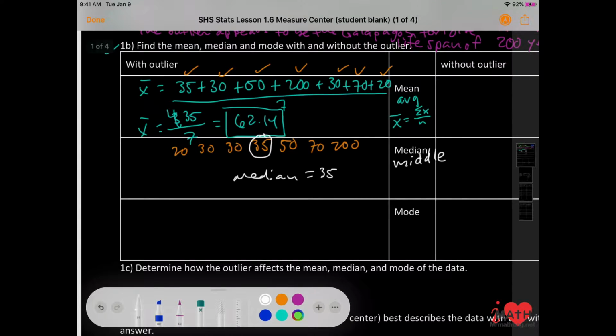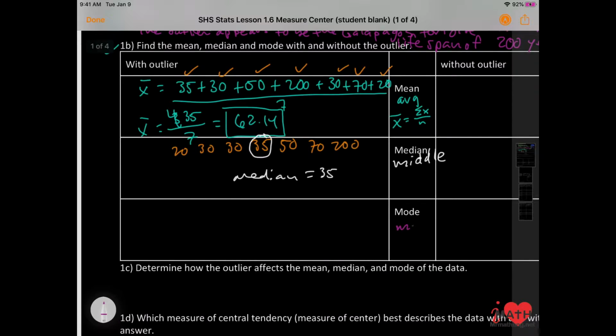And then the mode. Mode is what happens the most. Does any number there happen the most? That would be 30. So the mode is 30.